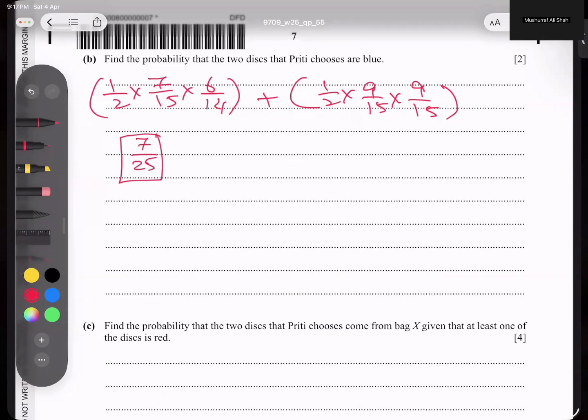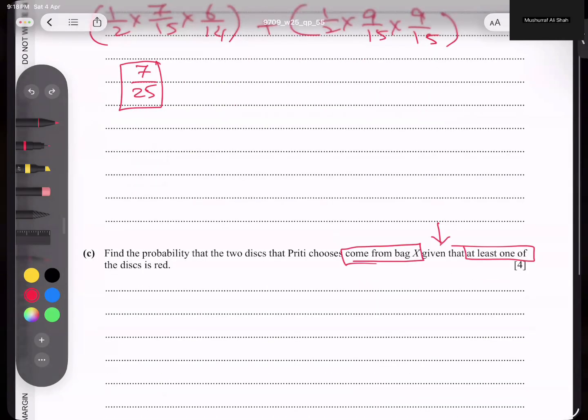Now students, the next part is find the probability two discs Preeti chooses come from bag X. So let me write here, from bag X, and given that at least one of the discs is red. Students, what is the way of writing? Whenever given that comes, I write it as a slash. And what to write before the slash? So two discs from bag X. And now at least one of the discs is red.